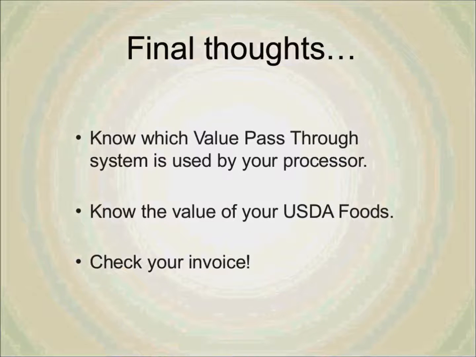We are just about at the end of our webinar. Today we looked at the different value pass-through systems and how they work to ensure that you receive your entitlement discount when diverting USDA foods to processors. We reviewed how to determine what the correct value of USDA foods should be deducted from an end product by reviewing the SEPDS. And we also looked at several examples of an invoice and the importance of reviewing it to make sure you are receiving the correct value pass-through.